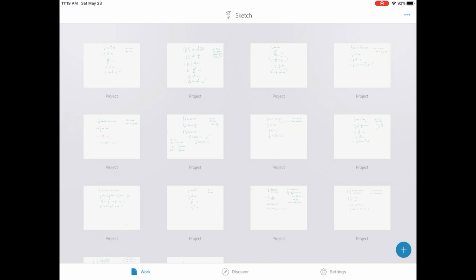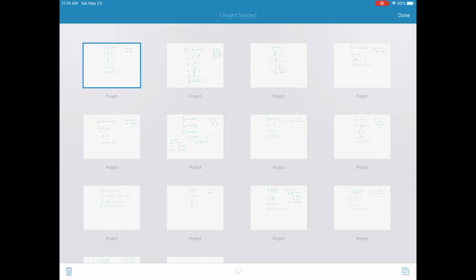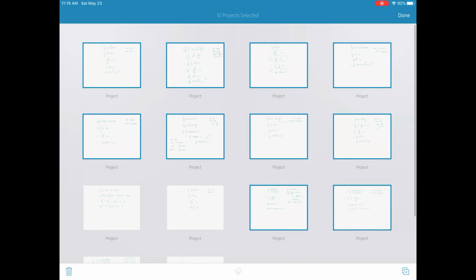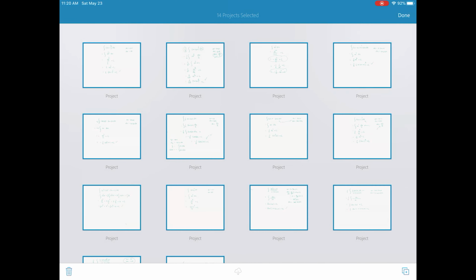All right, so I think it's probably time to select projects and mass delete them, because I've got so many here. I don't want to chalk up my board with all these projects I don't want to save. Okay, so let's take a look at another one. Now they're starting to get a little bit more interesting.